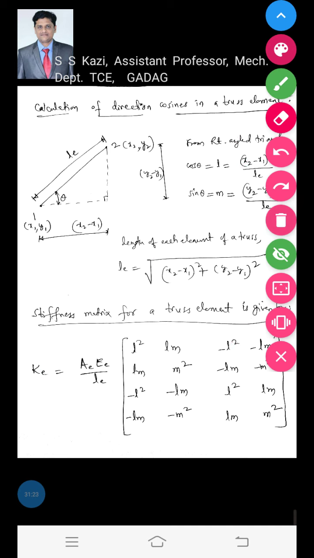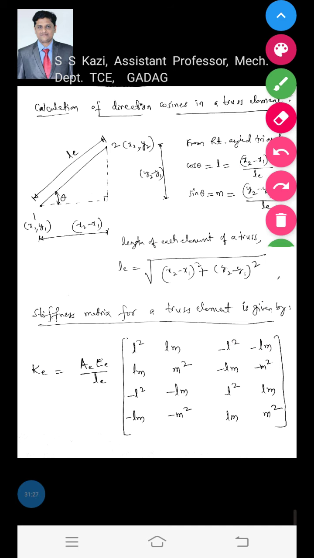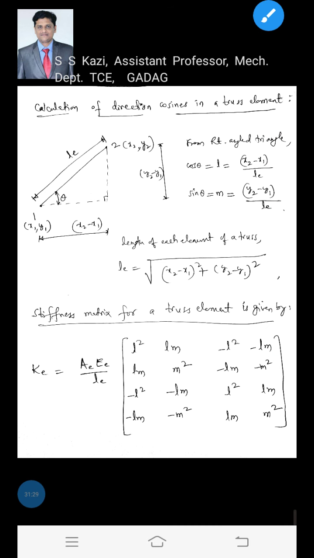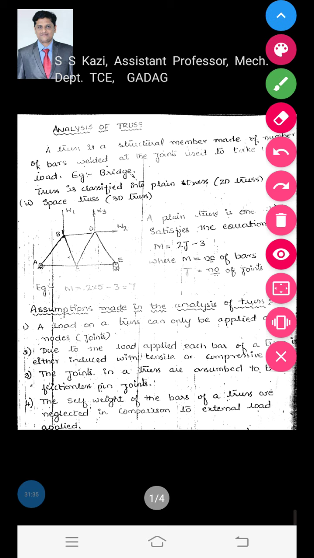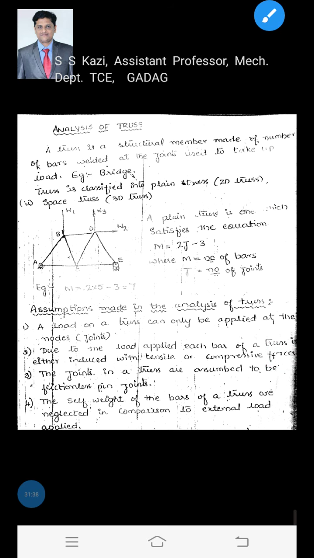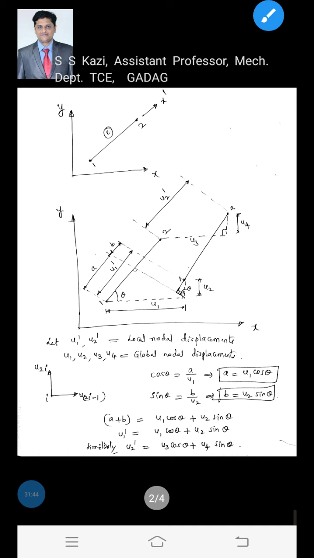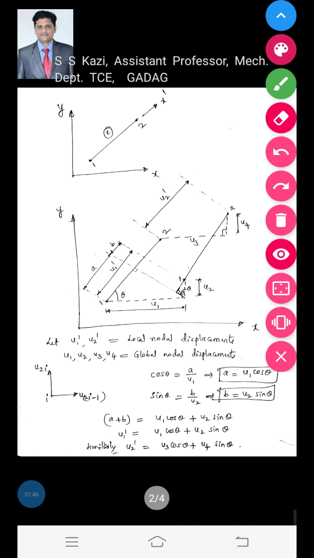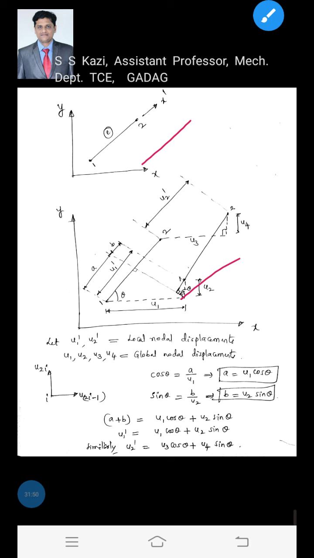I hope, dear students, you have understood this session. In this session, what we have covered is what you mean by a truss, the definition of a truss. We have discussed the assumptions made in the finite element analysis of a truss, 4 assumptions. Next, we have discussed what the local and global coordinates are.